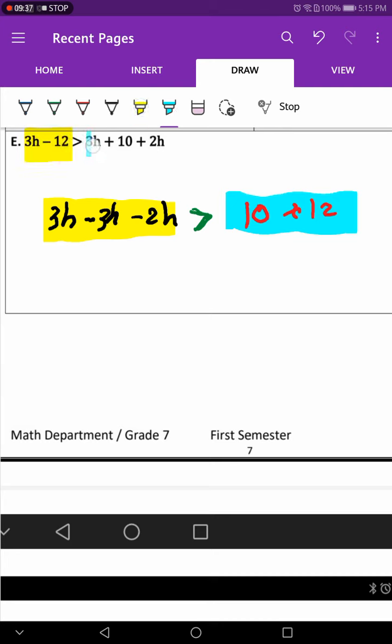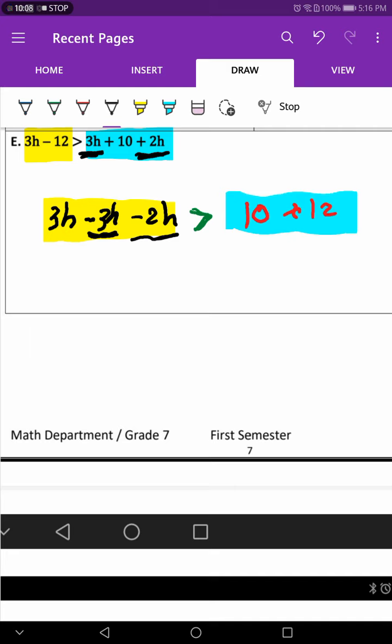This is the left and this is the right. You see it is 3h positive. When I move something from one side to the other side, I have to change the sign. And here it is 3h, as you see. When I move it, it will be negative 3h, and as for the plus 2h, it will be negative 2h.